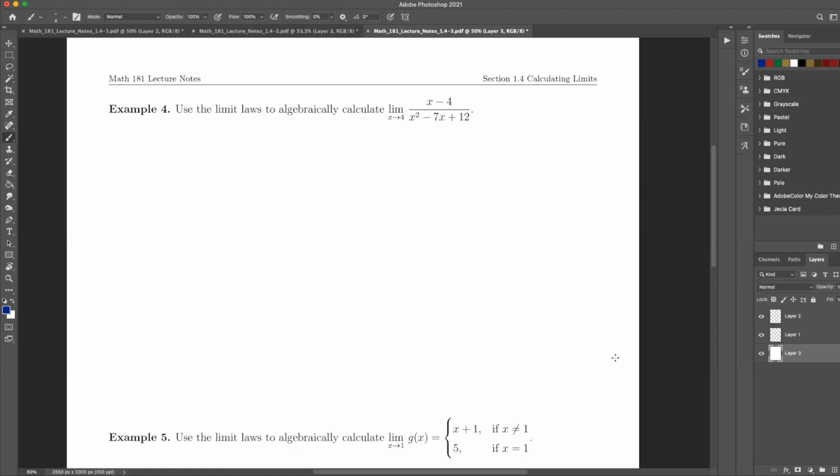Where's my cheat sheet for this page? I made myself cheat sheets on purpose. There it is.